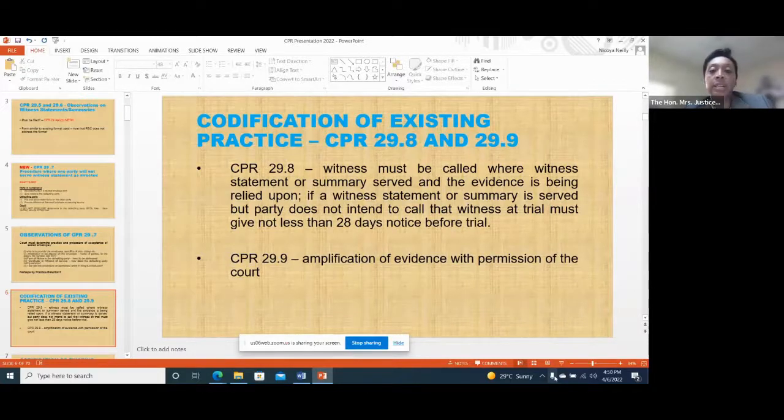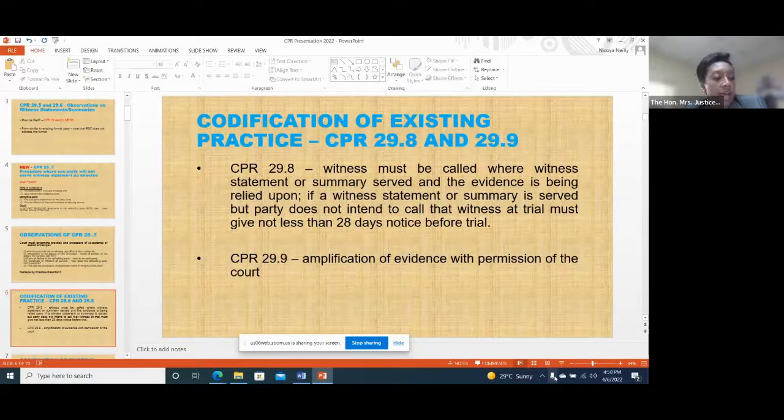If you served a witness statement and you don't intend to call that witness, you must give notice of that to the other side not less than 28 days before a trial. My experience in those kinds of matters thus far, sitting as a judge, has been that parties put in their witness statements, and then when it comes to the day of trial, you say, well, you had 3 witnesses, and they say, no, I'm only using 2.